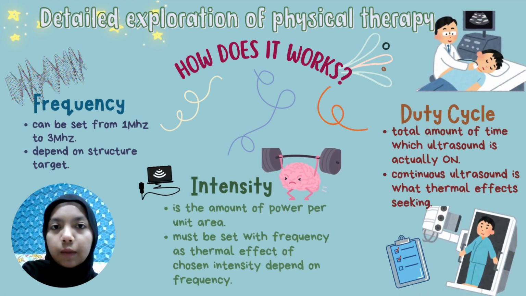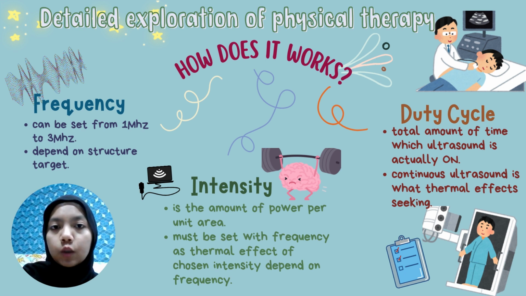Before we start, let me briefly explain how it works. Ultrasound is mechanical sound waves above the human level of hearing. However, its effects depend on the frequency, intensity, and duty cycle of the ultrasound settings. To start with, the frequency of physical therapy ultrasound can be set from 1 MHz to 3 MHz, which depends on the structures that we target.